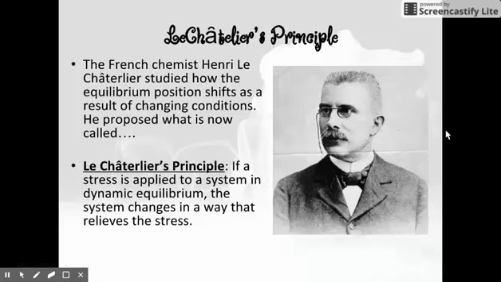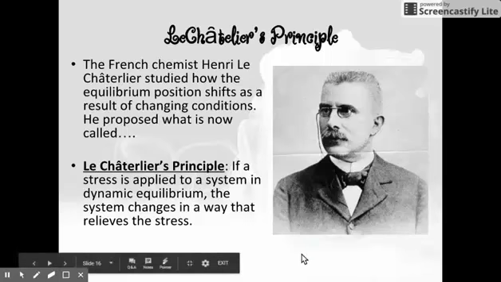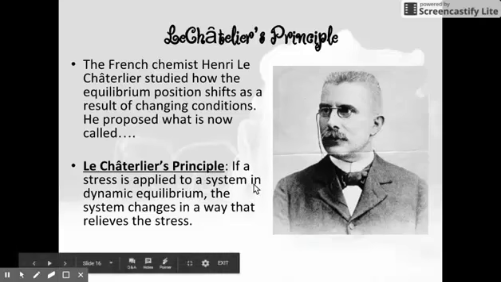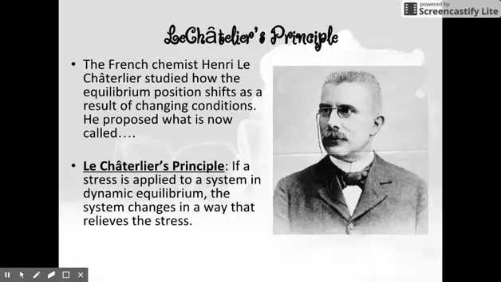Here's a picture of the French chemist Henri Le Chatelier, and he studied how equilibrium positions shift when we adjust or disturb them. His principle states that if stress is applied to a system, and by stress we're talking about changing the temperature, changing the pressure, or changing the amount of substance in our reaction, then the system in equilibrium is going to shift itself so that it relieves that stress. It's either going to shift to create more products, or it's going to shift to create more reactants.